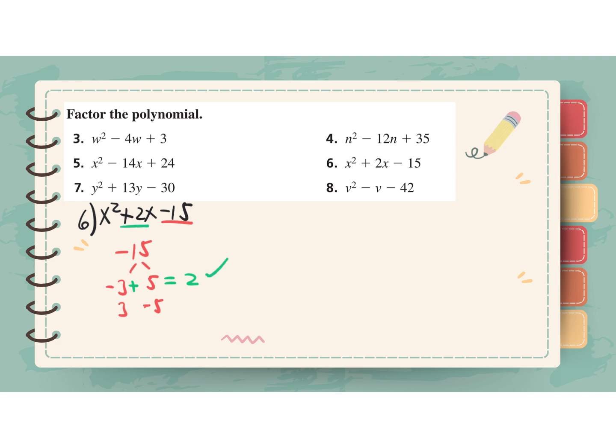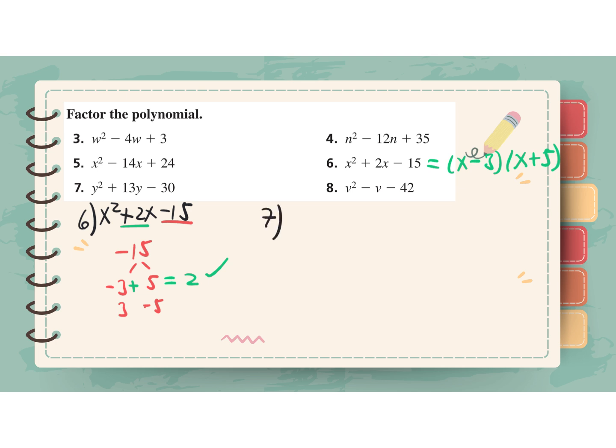So I don't even need to check the rest. As soon as you get one that works, you can just use that as your answer, right? So x squared plus 2x minus 15 is going to get me an x minus 3 and an x plus 5 as my factors.